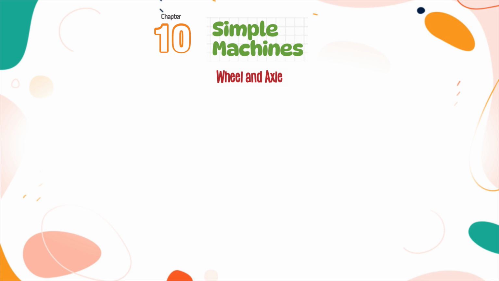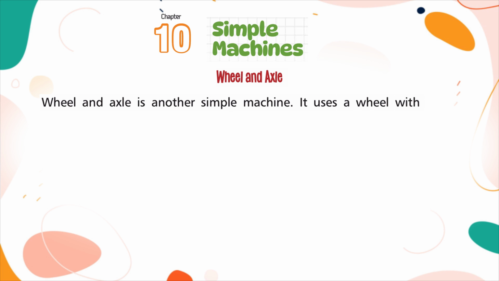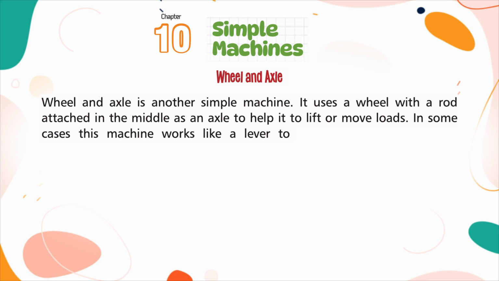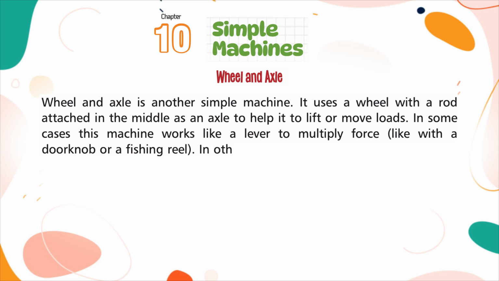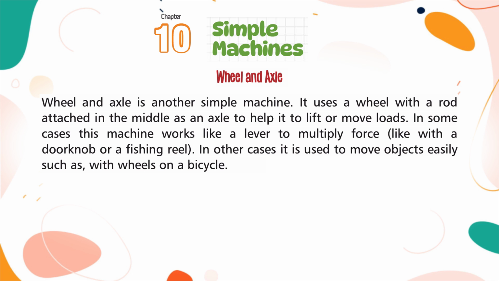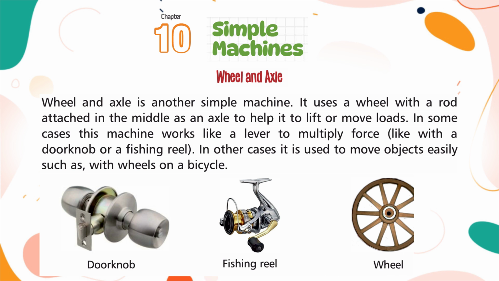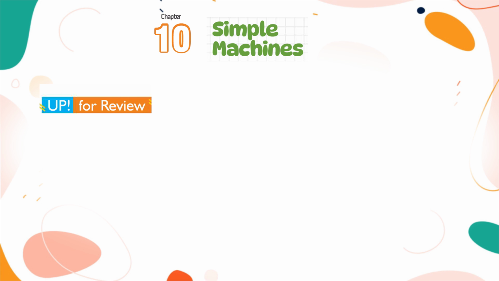Wheel and axle. Wheel and axle is another simple machine. It uses a wheel with a rod attached in the middle as an axle to help it to lift or move loads. In some cases, this machine works like a lever to multiply force, like with a doorknob or a fishing reel. In other cases, it is used to move objects easily, such as with wheels on a bicycle.